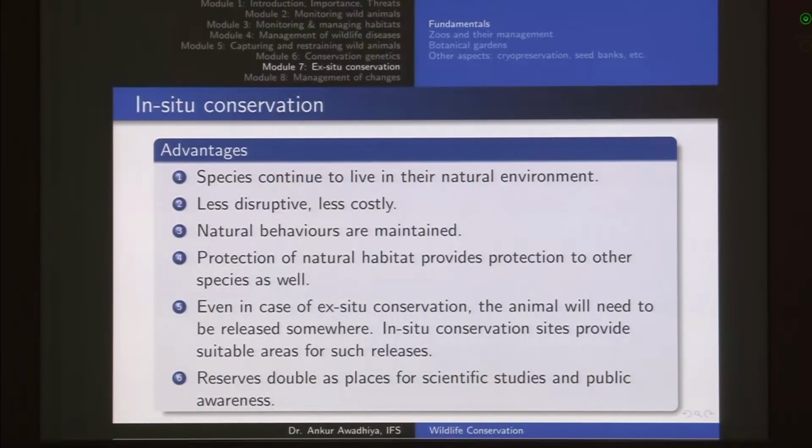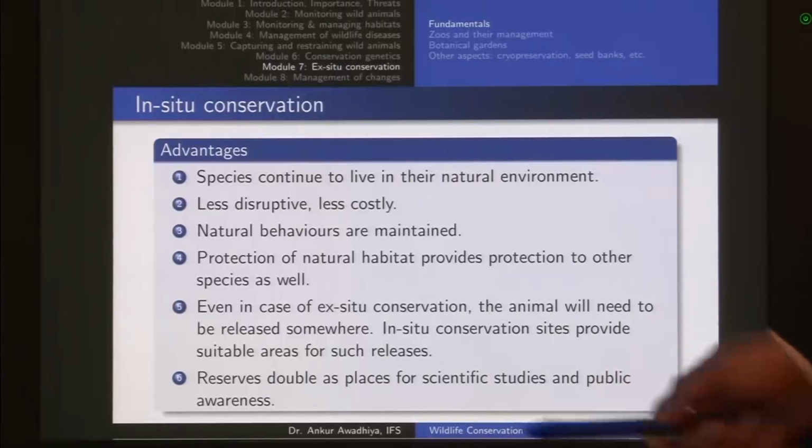Also, reserves double as places for scientific studies and public awareness. So for instance, when people get into a tiger reserve, so tiger reserve is an in situ conservation, and when people go there, then they get acquainted with the cause of conservation, they come within the conservation fold. So it leads to public awareness, people get to know how nature works, how ecology works, and also these reserves also act as places for scientific studies.